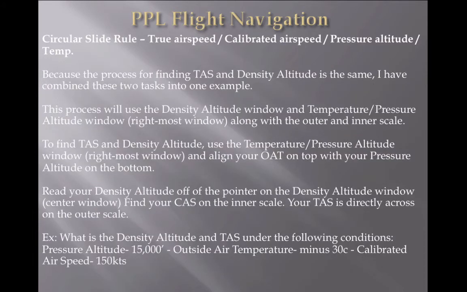So because the process of finding true airspeed and density altitude is the same, I've combined these two tasks into one example. The process will use the density altitude window and the temperature pressure altitude window, depending on the kind of E6B that you've got. I've got two, and I've noticed that my standard E6B compared to my ASA E6B, my standard has a density altitude window slap bang in the middle, as you saw in the previous picture and you'll see in the next one. Whereas my ASA one has it above the temperature and pressure altitude window.